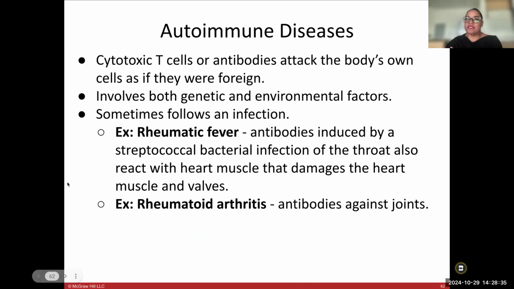And then autoimmune diseases. Cytotoxic T cells or antibodies attack the body's own cells as if they were foreign. It involves both genetic and environmental factors, sometimes follows an infection. For example, rheumatic fever. Antibodies induced by a streptococcal bacterial infection of the throat also react with heart muscle that damages the heart muscle and the heart valves. Rheumatoid arthritis, when our antibodies react against our joints. They don't like our joint tissue, so they start attacking them and give us arthritis.